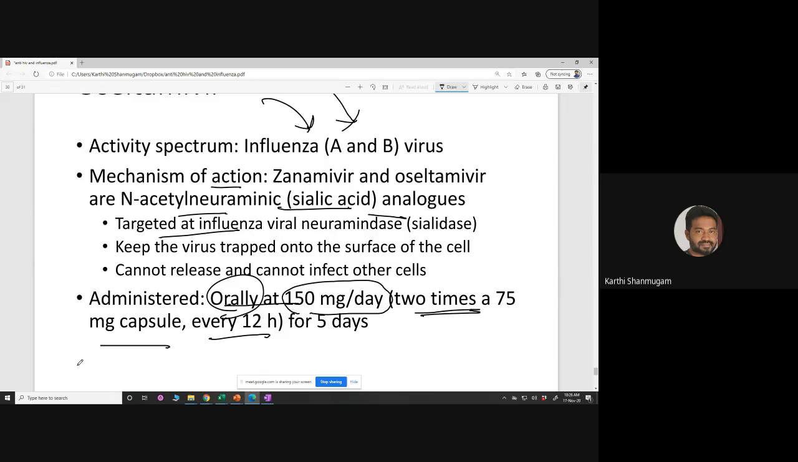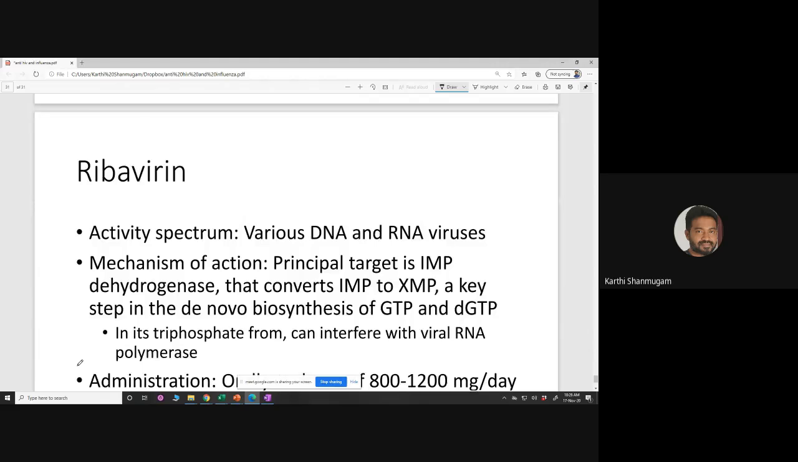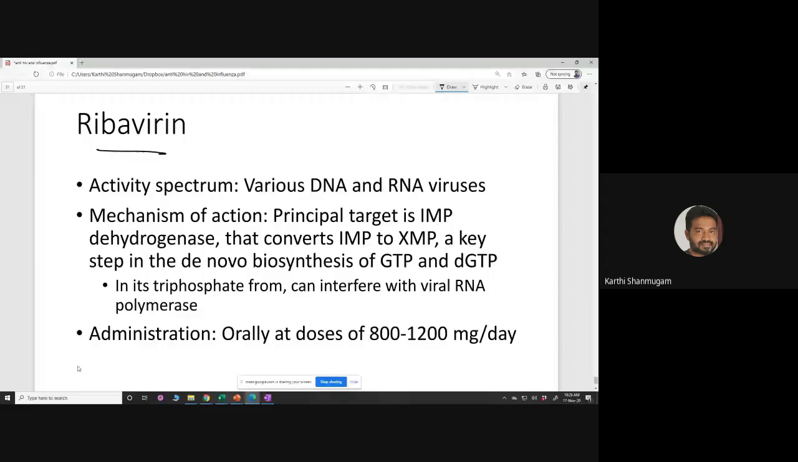So this is the drug regimen for this molecule. Coming to ribavirin, it is a successful antiviral drug molecule for influenza. The activity spectrum is such that this molecule can act on various viruses, not only influenza, right? It can act against viruses which have DNA as the genetic material or RNA as the genetic material.